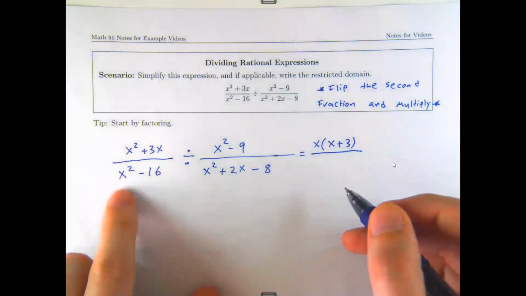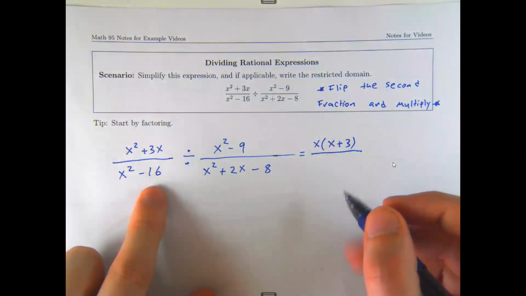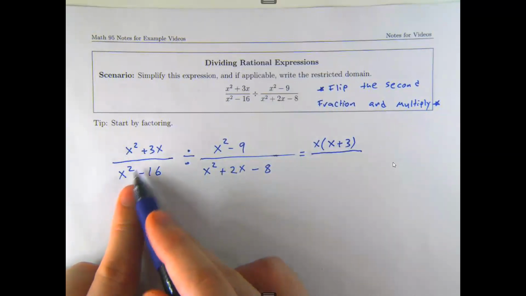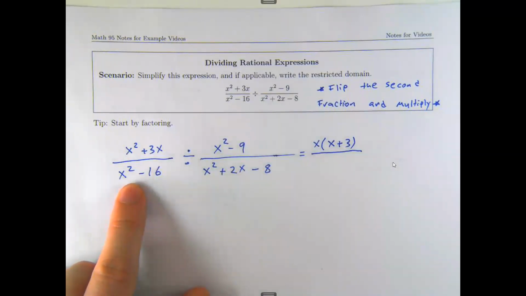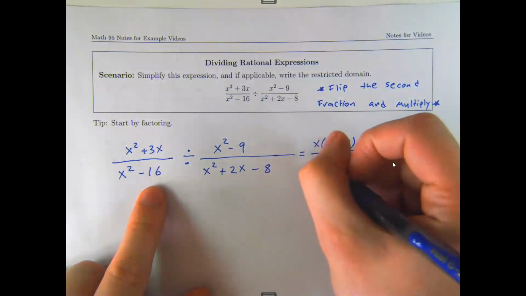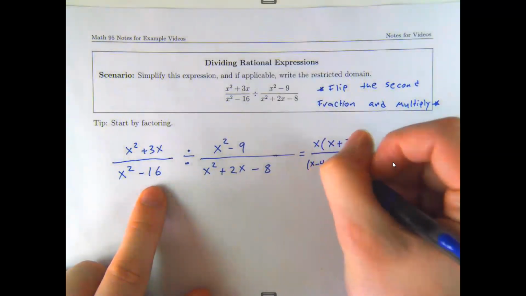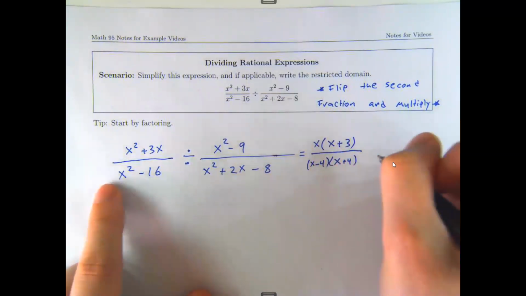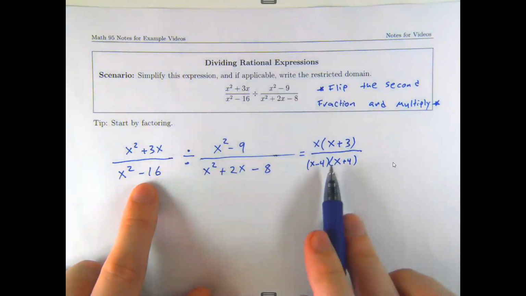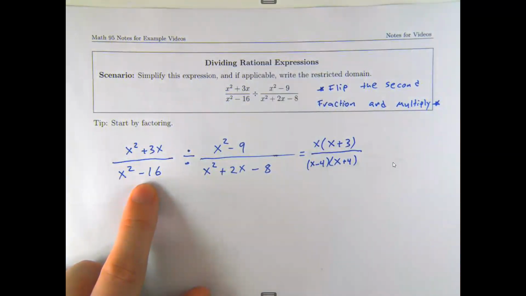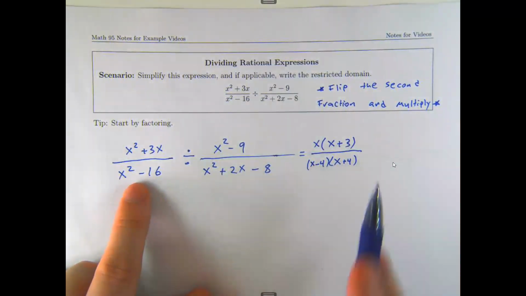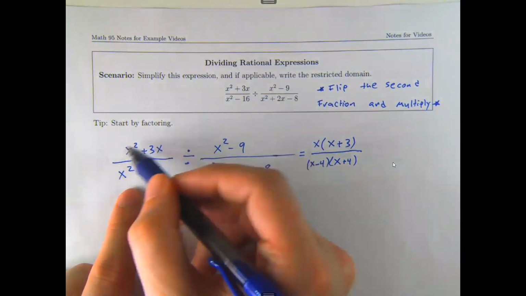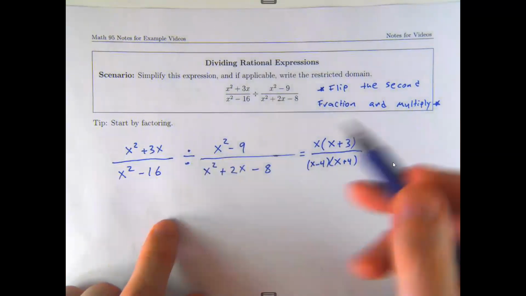On the bottom, x squared minus 16. I'm looking for two numbers that would multiply to give me negative 16, but I don't have a center x term, so I want them to add to 0. So those numbers are x minus 4 and x plus 4. It's called a difference of squares. So negative 4 times 4 gives me negative 16, but negative 4 plus 4 gives me 0 as that center value. So I've factored this numerator, I've factored this denominator, and I'm going to keep going.